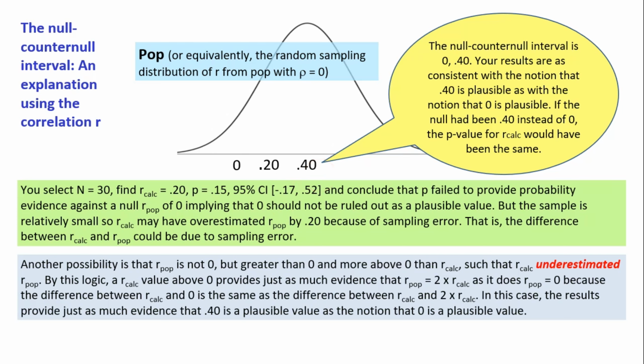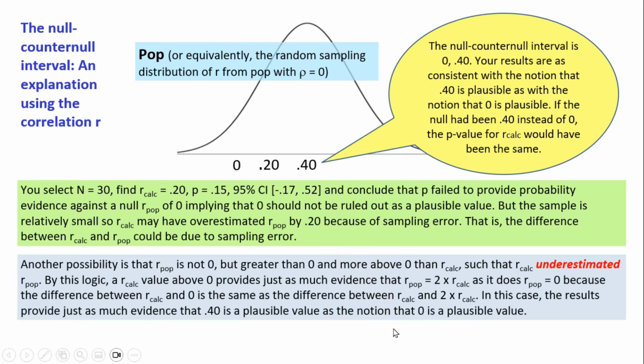What do I mean by this? I mean that during a dissertation, or if you try to write up a paper and someone is arguing that 0 cannot be ruled out, you can argue with just as much logic that 0.4 cannot be ruled out, with the exact same notion. And so think positive, basically. Okay, so that's what's called the null counter null interval. And it works for correlations and d values. So that's an extra that I'm throwing in there that the book does not do.